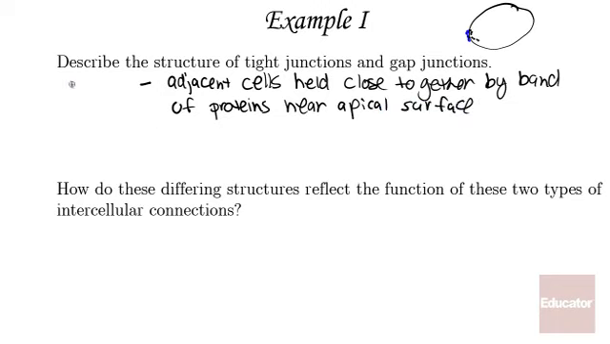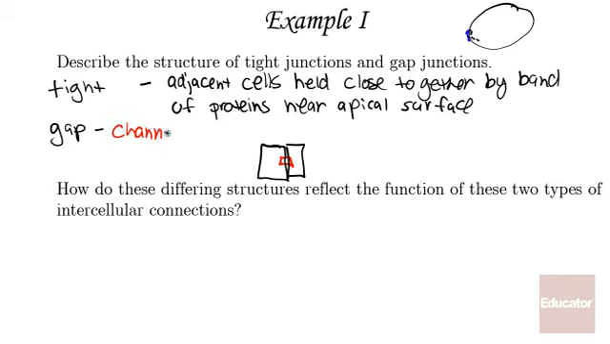Gap junctions. So first, this is tight junctions. Gap junctions are connections or protein channels that allow the cells to pass substances directly from the cytoplasm of one cell to the cytoplasm of the other. So these are channels between proteins, between cells. Channels between cells. And they allow the transport of substances from the cytoplasm of one cell directly into the cytoplasm of the other. How do these differing structures reflect the functions of these two types of intercellular connections?